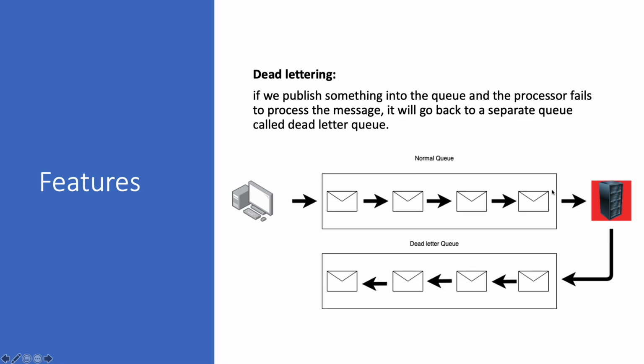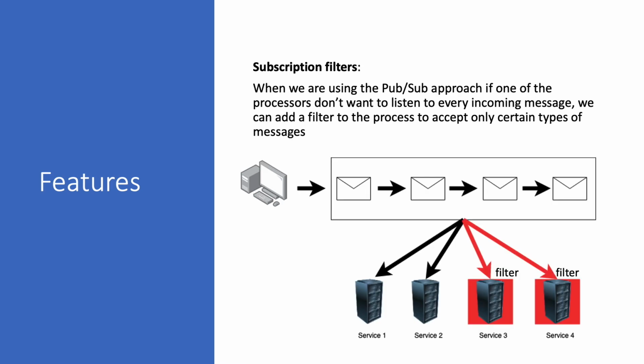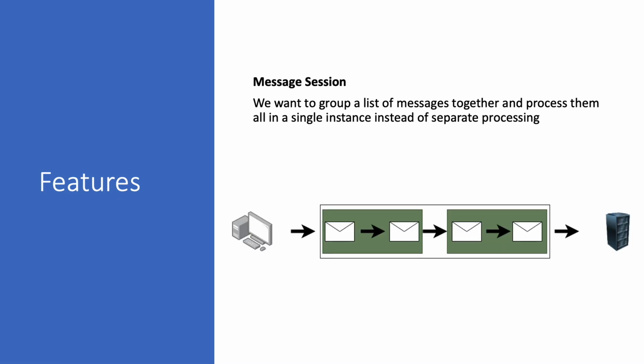This is dead lettering. The second feature is subscription, which we have already covered before when it comes to reading messages with a pub-sub approach. For example, if this queue is the restaurant queue, and this service only cares if there is payment, and this service only cares if there is restaurant information, and the rest we don't really care about, they add filters to those services, and they only pick up messages based on that filtering. The next feature is message sessions.